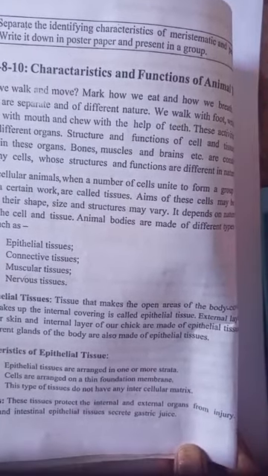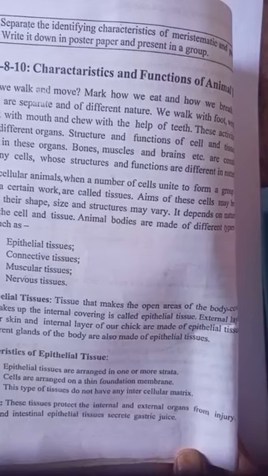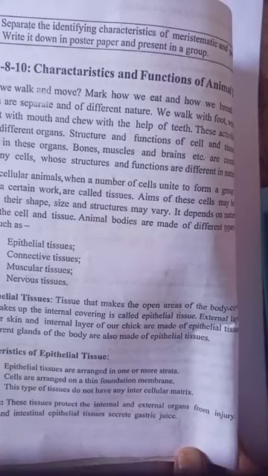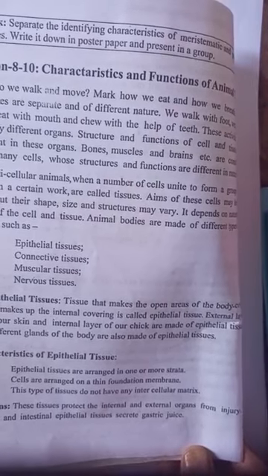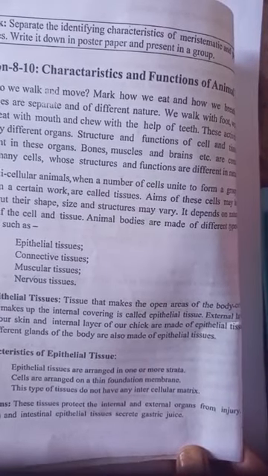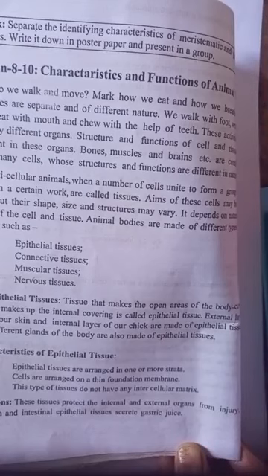Stomach and intestinal epithelial tissues secrete gastric juice. Yes, inside the stomach, it secretes gastric juice. Gastric juice is produced by epithelial tissues.